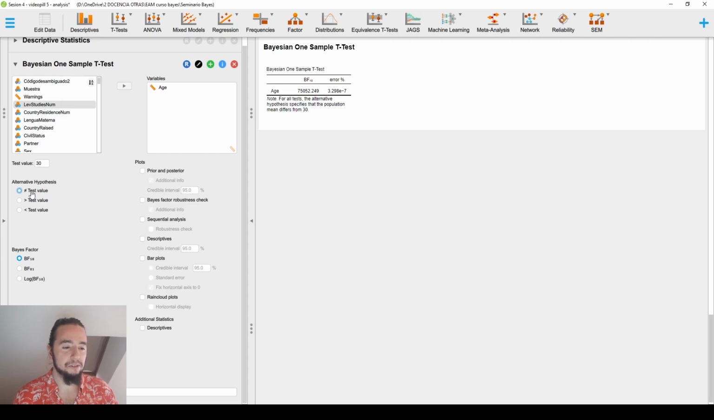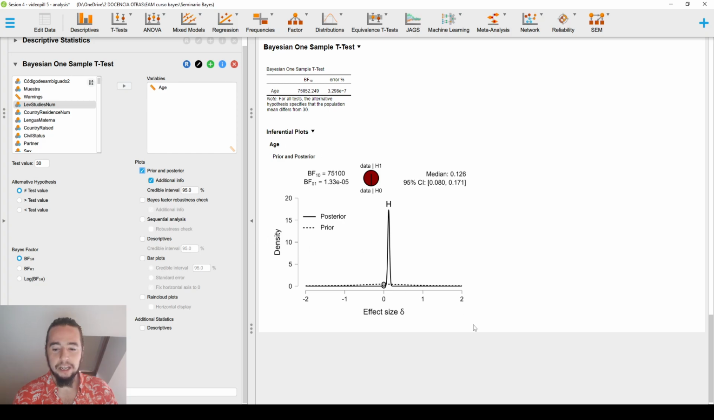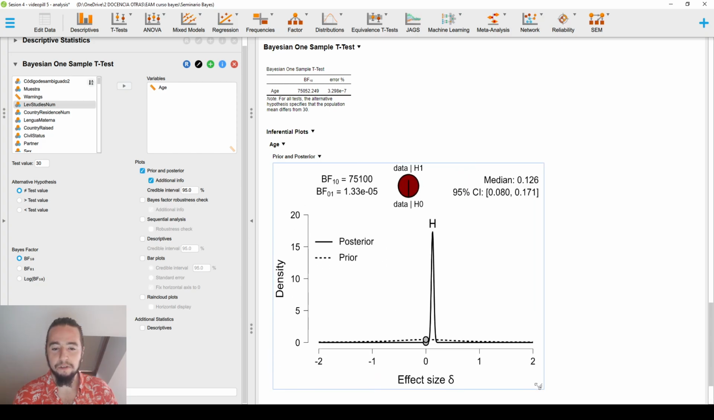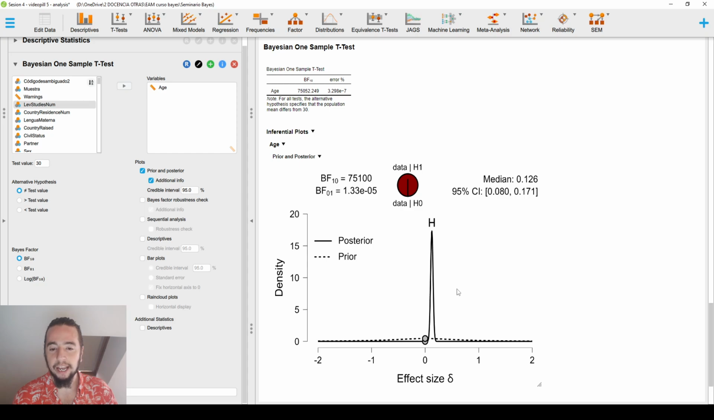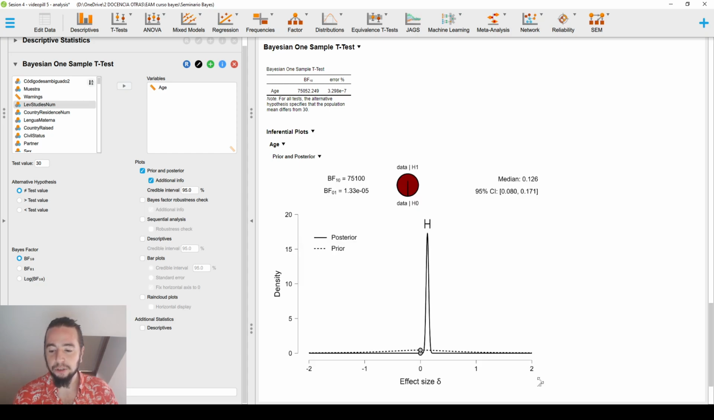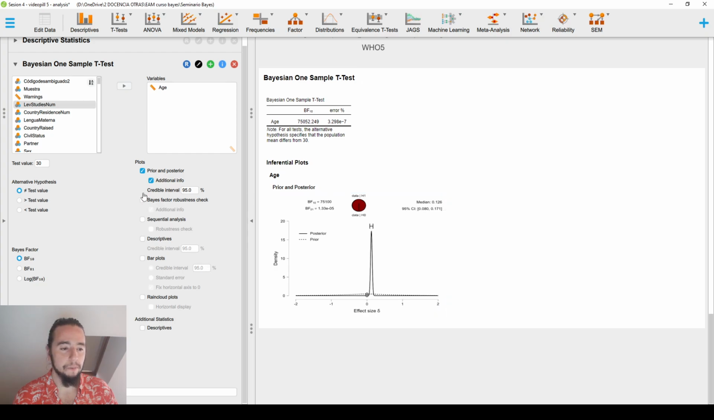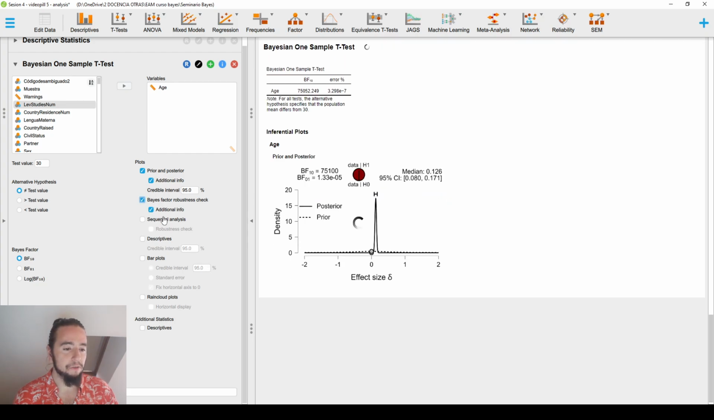So I will leave it as two-sided. And we can ask for the prior and posterior plots. As you can see, we have a very non-informative prior and a very strong data likelihood that creates a posterior that is very narrow. We can also ask for robustness analysis and sequential analysis with a robustness check. I will also have some descriptives with raincloud plots.